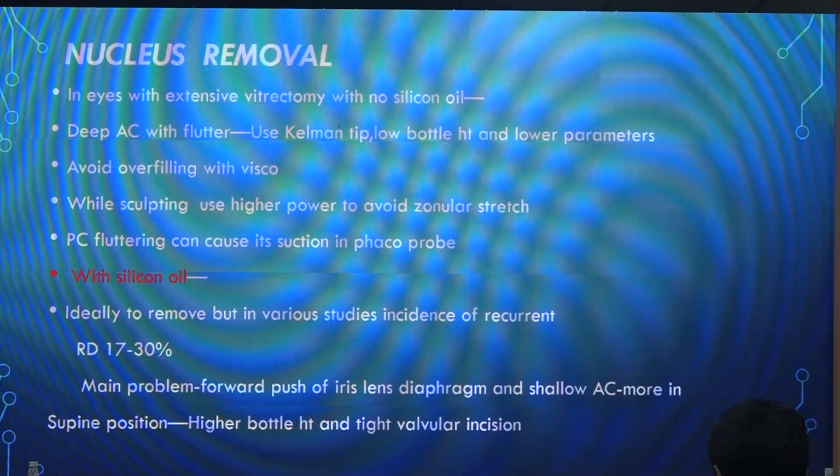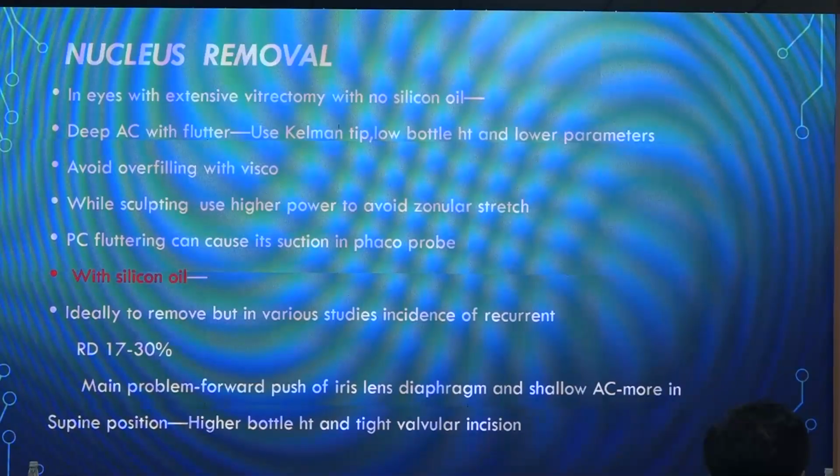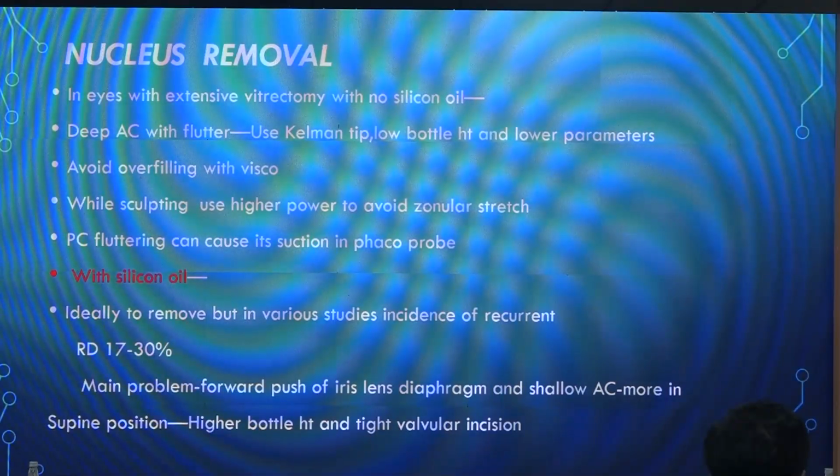Nucleus removal: in eyes with extensive vitrectomy with no silicone oil, deep AC with flutter, use a Kalman tip, low bottle height and lower parameters. Avoid overfilling with visco. While sculpting, use higher power to avoid zonular stretch. PC fluttering can cause its suction in the phaco probe, so beware of that. And with silicone oil, ideal is to remove it, but various studies have shown the incidence of recurrent RD of 17 to 30% after silicone oil removal.